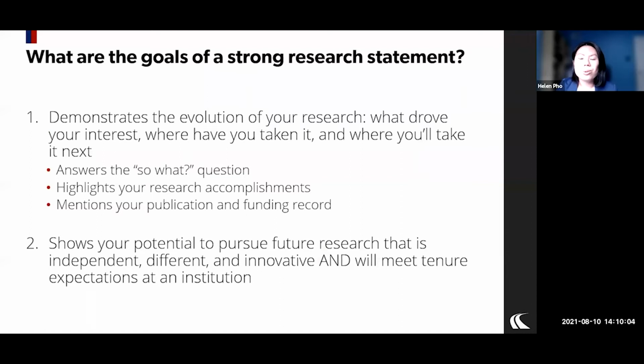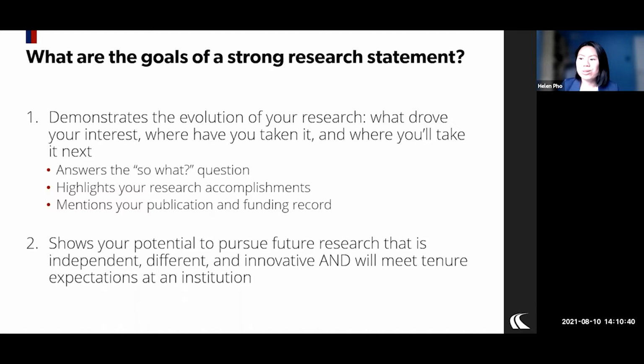Okay, so what are the goals of a strong research statement? I would say that there are 2 overarching goals that are related to each other. So the first is that a strong research statement needs to demonstrate the evolution of your research. So, talking about what drove your interest in a particular research topic, where you've taken it, and where you'll take it next. And in the process of demonstrating all of this, you want to be able to answer the so what question, right? Which is basically like, why is this important? Why should people care about this research?